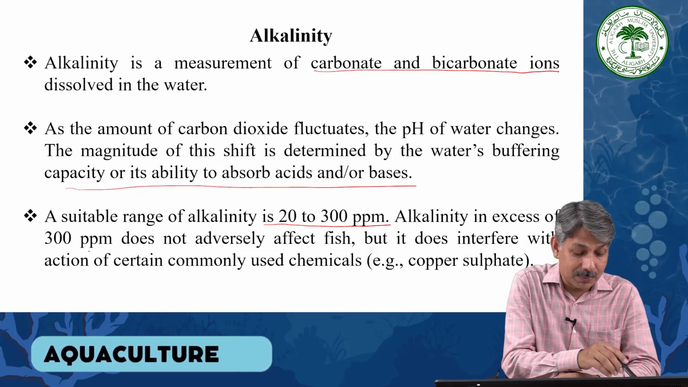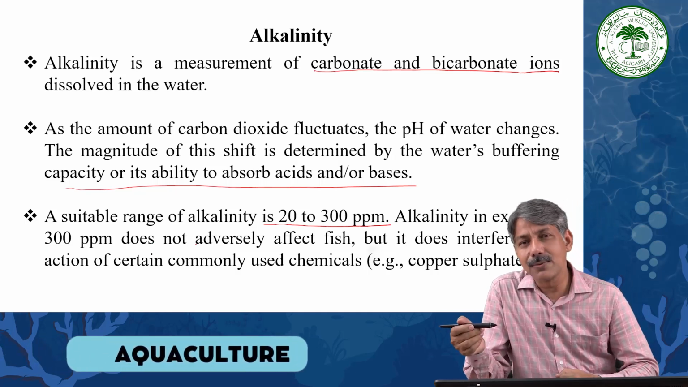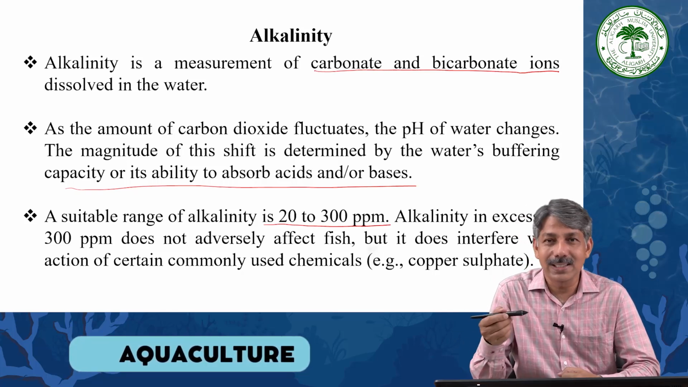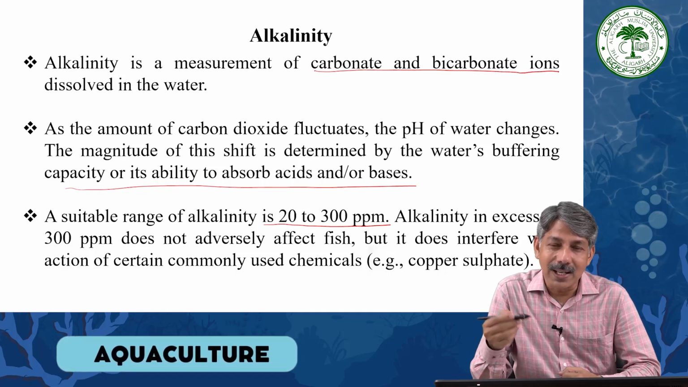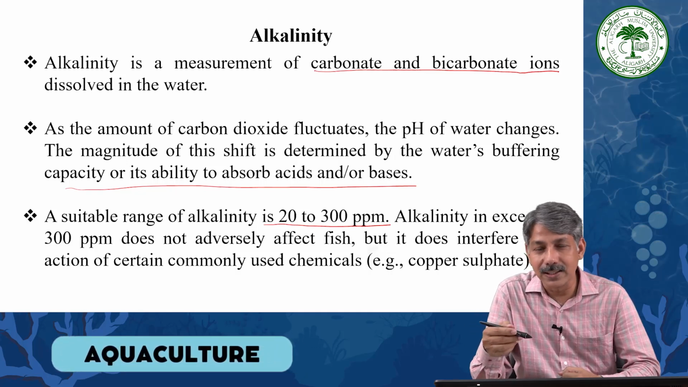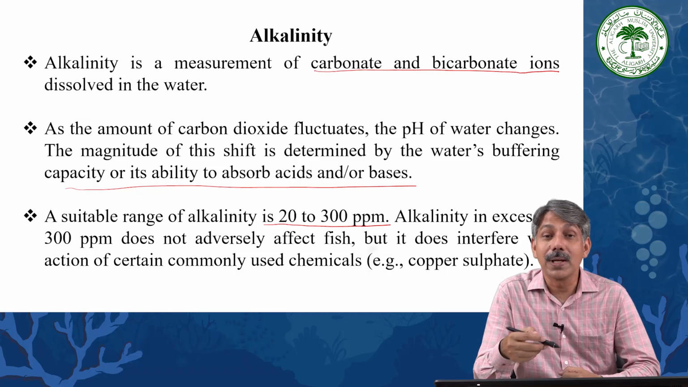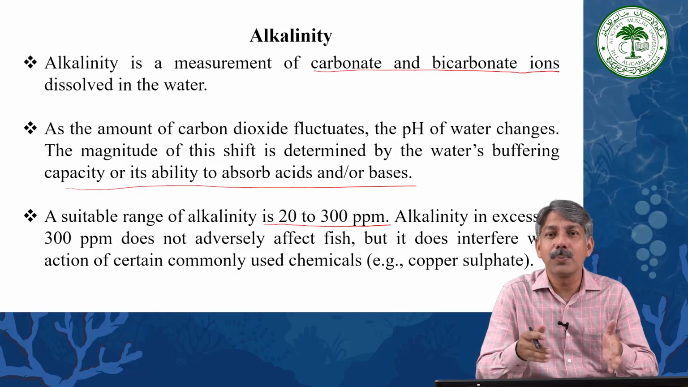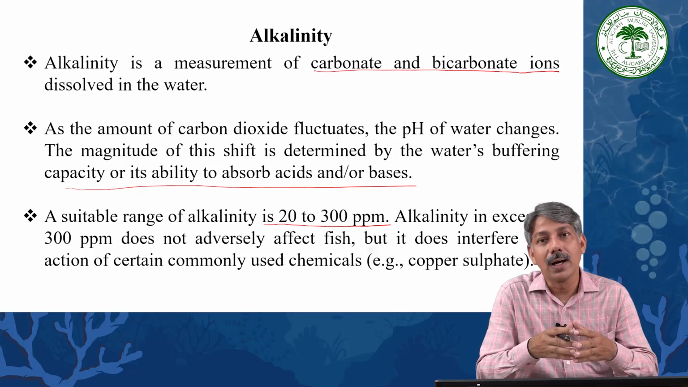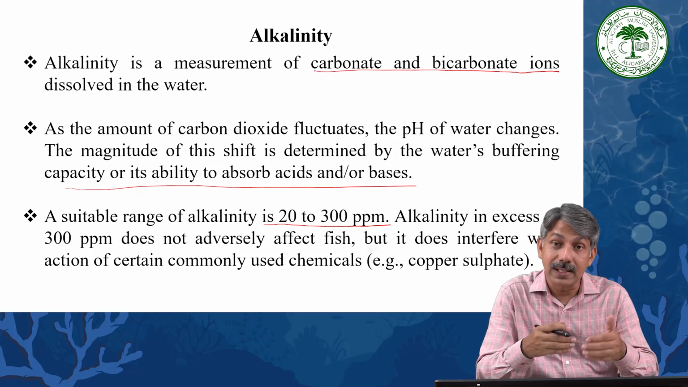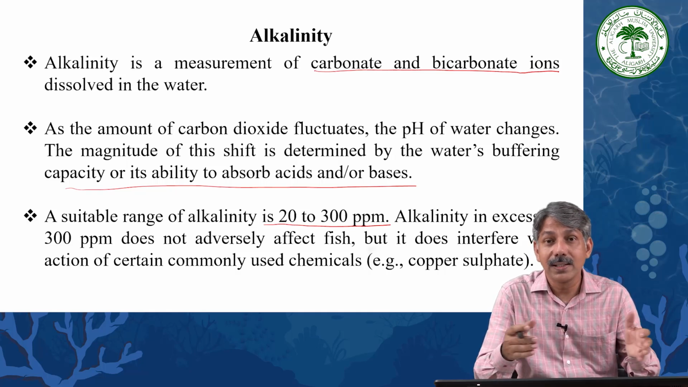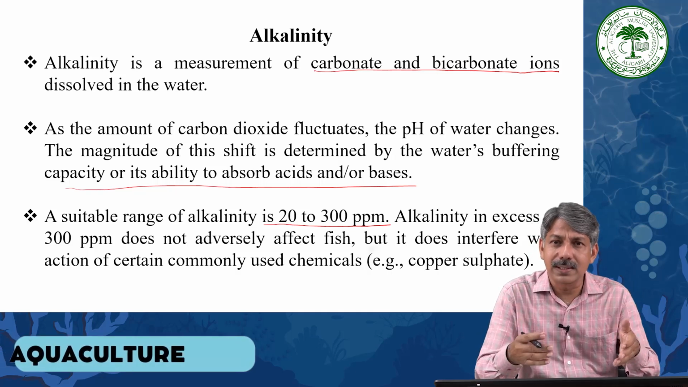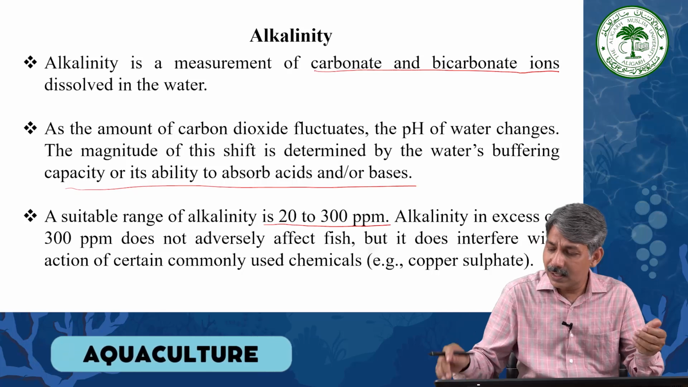Alkalinity in excess of 300 ppm usually does not adversely affect, but when it goes beyond 300 ppm, then if you go into finer details of studying their life cycle, at one or the other stage this may have an adverse impact. If you are going for short-term culture, you may not notice that, but if you are going for long-term culture, or getting them to breed, then it will have its own impact. But in short-term culture practice, putting the seed and harvesting it after a few months, that will be a different story.